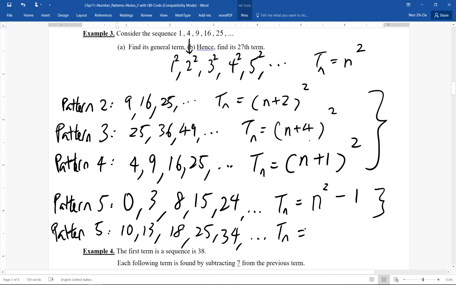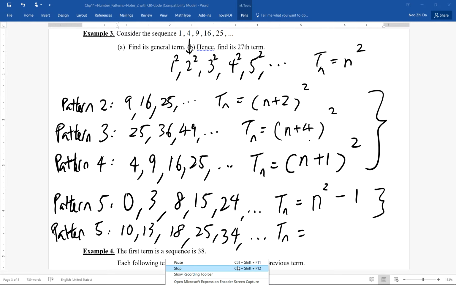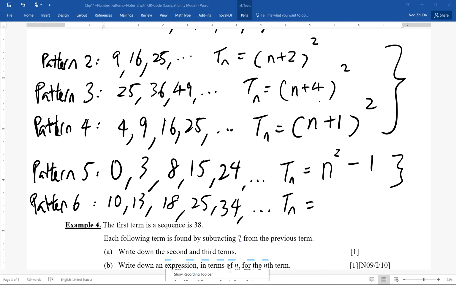Okay, I want a pattern. Very good. So you have to tap on existing knowledge. This one, the answer is n squared plus 9. In case you're not sure, 0 changes to 10, 3 changes to 13, 8 changes to 18. All is plus 10, plus 10, plus 10. You look vertically down. Don't look horizontally now. Look vertically down. You realize that all of them is just plus 10, plus 10, plus 10.